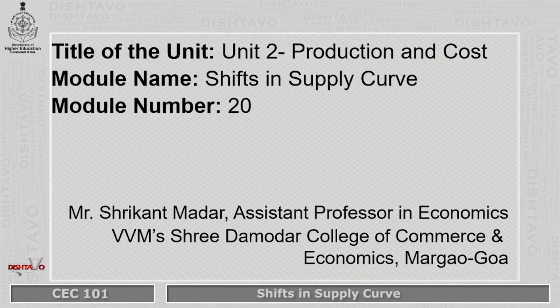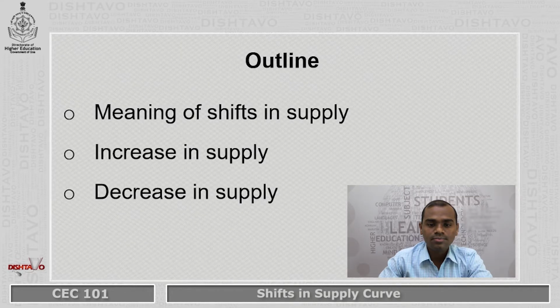So the title of the unit 2, module name Shifts in Supply Curve, module number 20. Students, in the last module, you will have learned movements along a same supply curve. Today, we will see what is shifts in supply curve. The following are the outlines of these e-modules. First one, meaning of shifts in supply, increase in supply and decrease in supply.